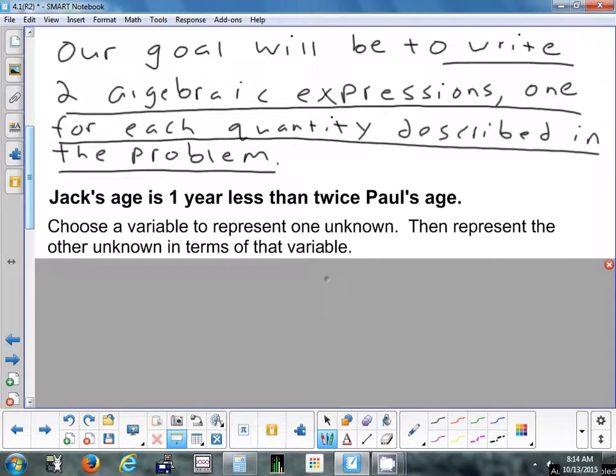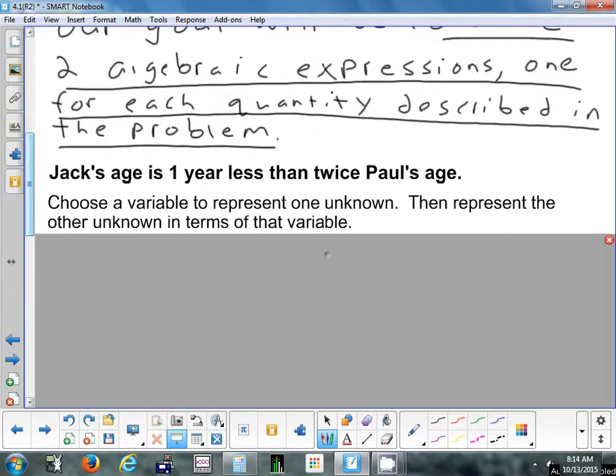All right, so first thing we want to do is pick a variable to represent one of the things we don't know. What's very important here is through the entire problem, we use one letter. So we're not going to use J for Jack's age and P for Paul's age. Hey guys, this isn't a step, this is just the directions. If we ask you something like this on a test or on homework, that's what it'll say. Choose one variable to represent one unknown, then represent the other unknown in terms of that variable.